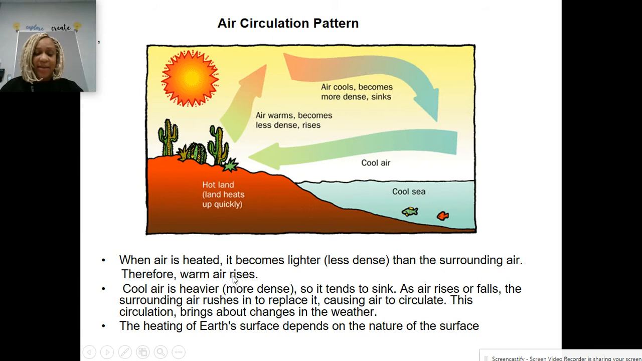When air is heated, it becomes lighter than the surrounding air. Therefore, warm air will rise. Cool air is heavier, more dense, so it is going to sink. The heating of Earth's surface depends on the nature of the surface.